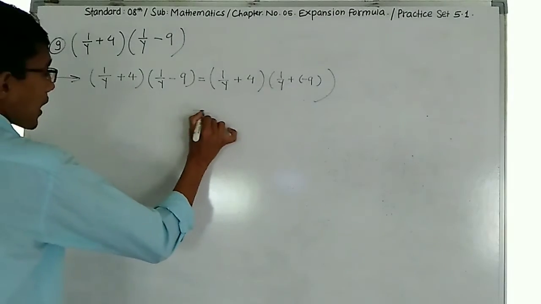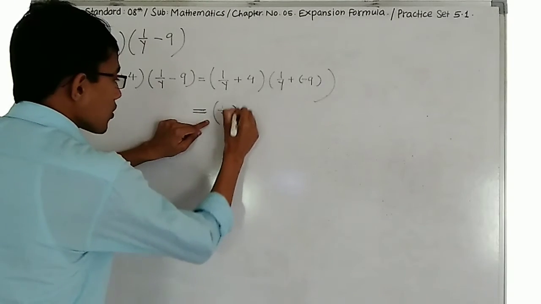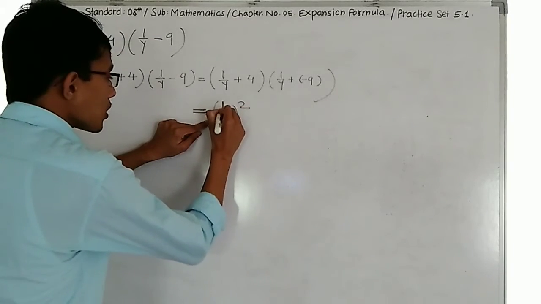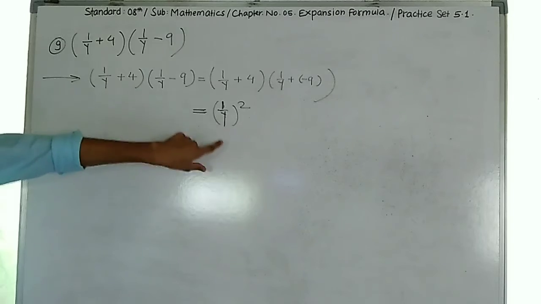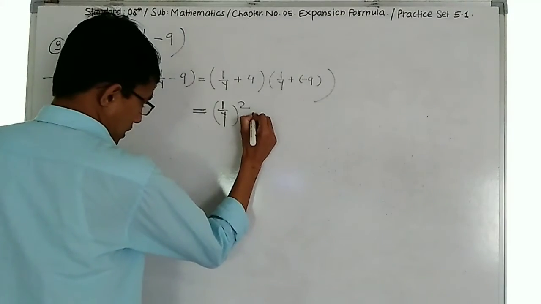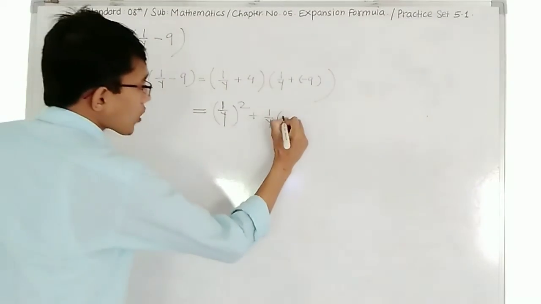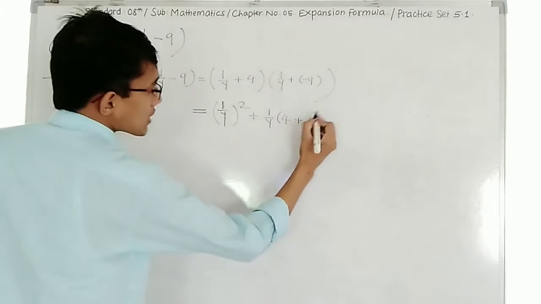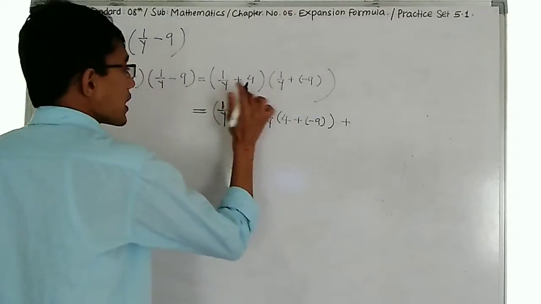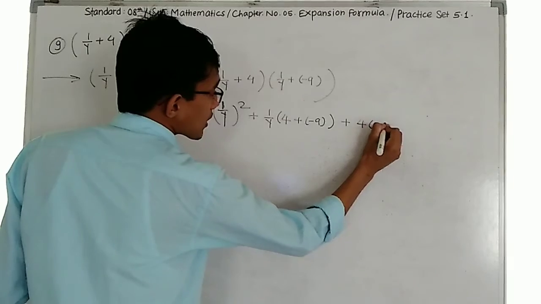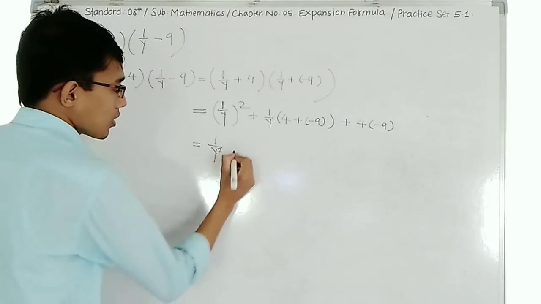Now we can apply the expansion formula. So by that we can write (1/y)². Now in this particular equation, 1/y is our x, so the square of x is (1/y)², plus 1/y into (a + b), where a is our 4 and b is our −9, bracket complete, plus a into b, so a is 4 and b is −9. So (1/y)² plus 1/y as it is into (4 − 9).